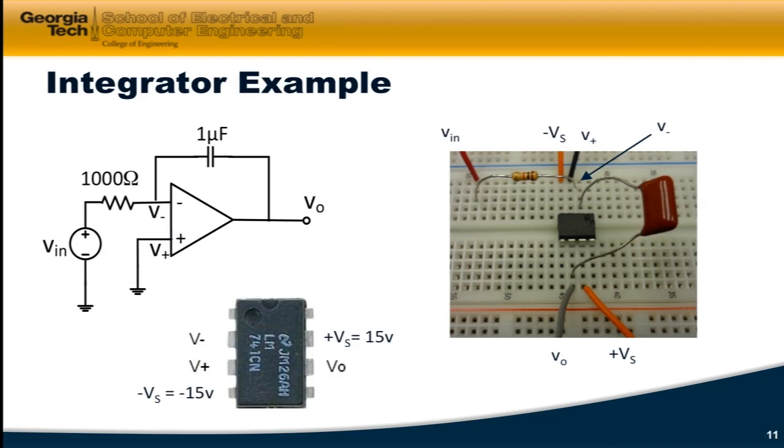Let's look at an integrator example. This is exactly like what we did before. The only thing different is I've switched these two components around. With the differentiator, we had the capacitor here. Now we've got it over here. So I've just switched these two around. And similarly, I've taken this circuit and I just switch the resistor and the capacitor around, and everything else is the same.